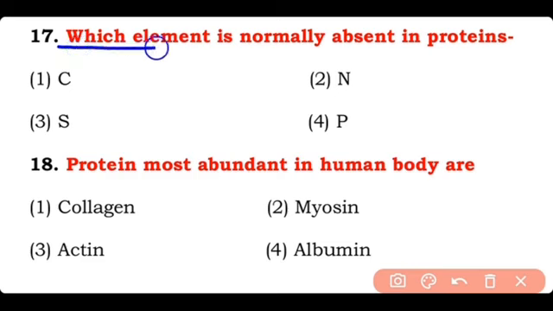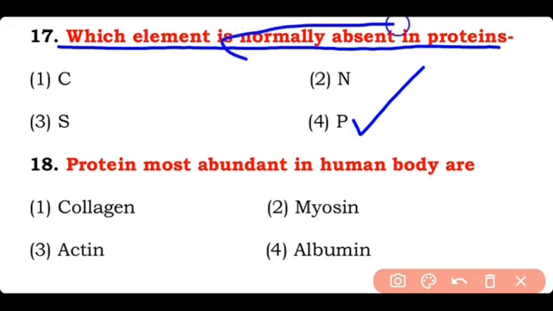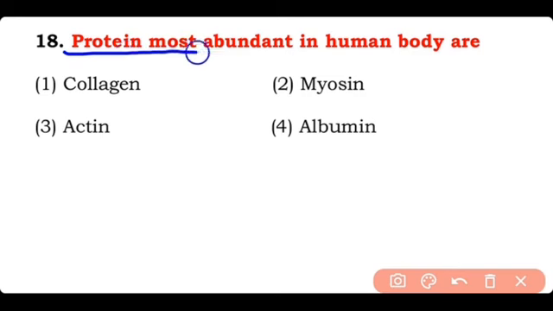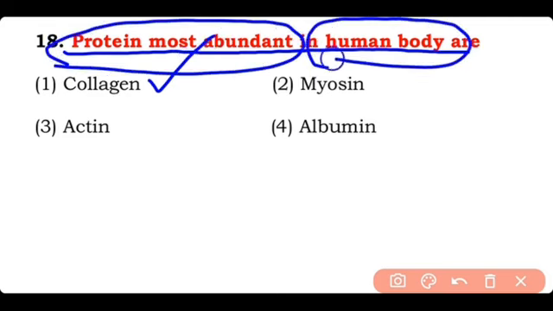Question number 17. Which element is normally absent in protein? Carbon, nitrogen, sulfur, phosphorus. So correct answer is option 4. Phosphorus is normally absent in protein. Question number 18. Protein that is most abundant in human body is collagen, myosin, actin, albumin. So correct answer is option 1. Collagen is the most abundant protein in human body.